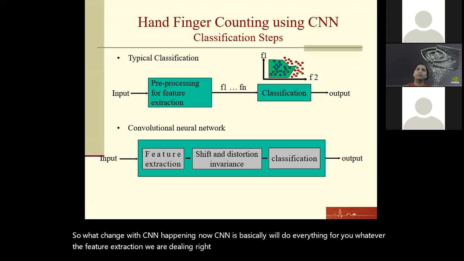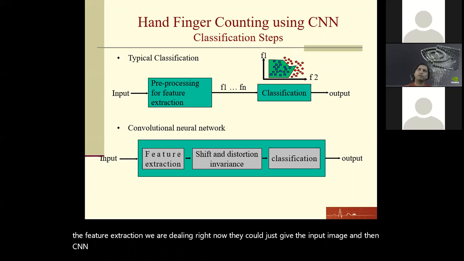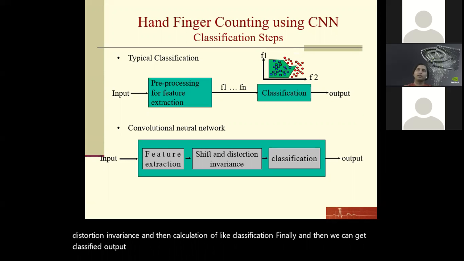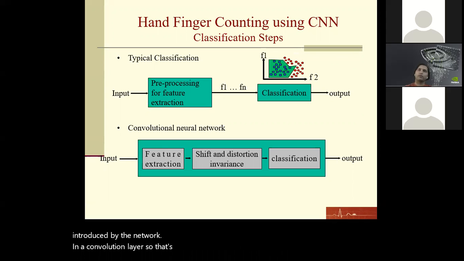Take just the input image, and then the CNN automatically understands what features you are looking for, like feature extraction, shift and distortion invariance, and then the calculation of classification finally, and then we can get the classified output. So basically, in layman's terms, it's more self-learning introduced by the network in a convolution layer. So that's the way we can have more parameters.